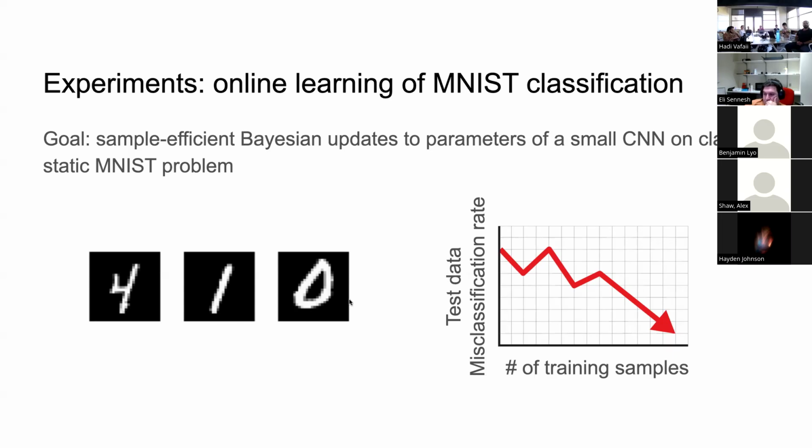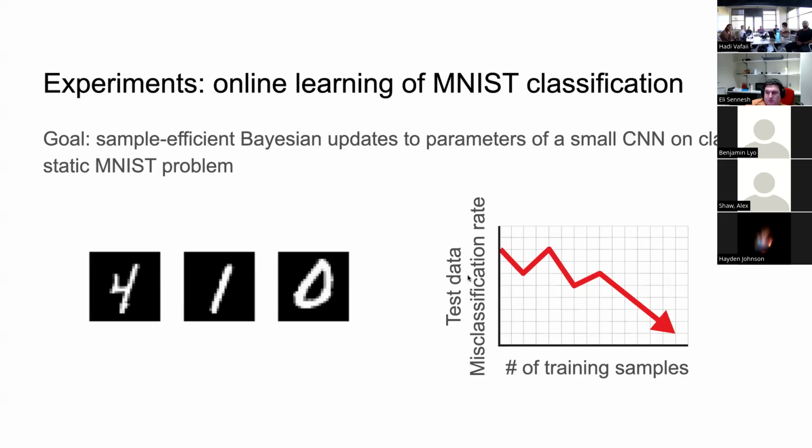So by doing this, we're going to get these kinds of plots where on the x-axis we'll have the number of training samples. So we're looking at a data efficiency metric here. And then on the y-axis, we're going to be looking at how good of a job our current best estimate of the parameters is at classifying the examples in the test set on MNIST.